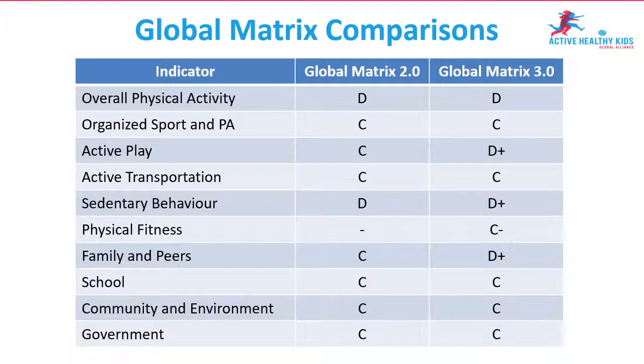This slide provides a comparison between the Global Matrix 2 and the Global Matrix 3. I'd be cautious about reading too much into any trends you see. You will see some grades going down, some grades going up slightly, but remember the countries participating were in many cases the same, but there are also many new countries, and so changes in the overall grade may be influenced more by the new countries that are participating than by changes in the countries that are participating again.